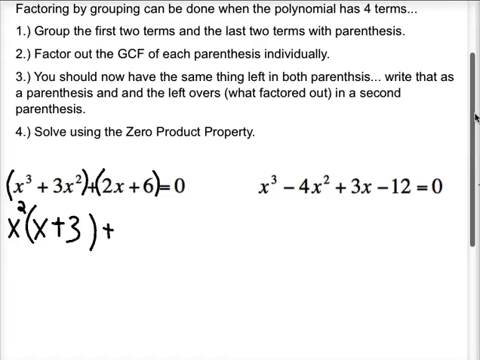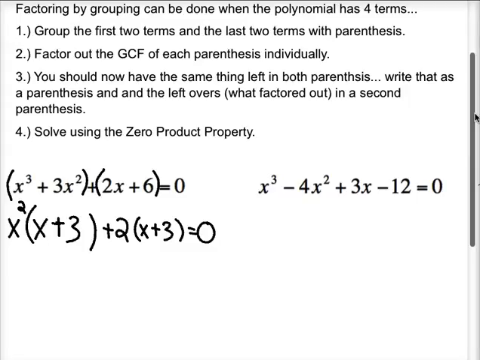From my second parenthesis, I need to look again, what factors out? Well, I notice that a 2 factors out of both of those. So 2x divided by 2 is x, 6 divided by 2 is 3. So again, all I'm doing is I'm pulling those out individually so I can factor them later.